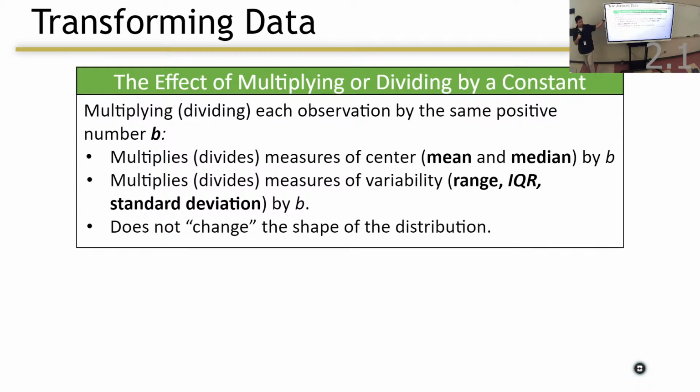Now, I said it doesn't change the shape. It doesn't look exactly the same, but if the population skewed right, it's still going to be skewed right. It's just going to be stretched. If it's going to be bimodal, it's still going to be bimodal. So the shape, notice how I said does not really change. If it's uniform, it's still going to be uniform. It's just going to be spread out a little bit more because we're expanding everything.